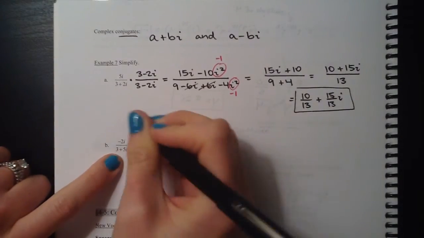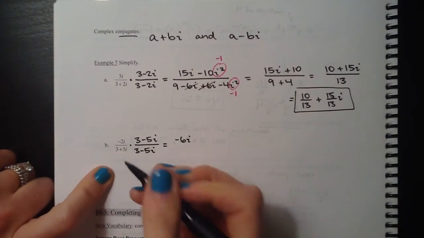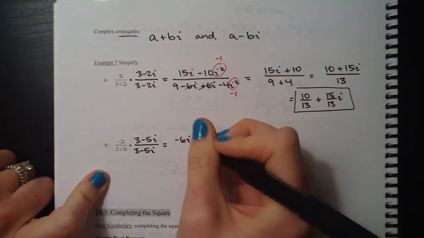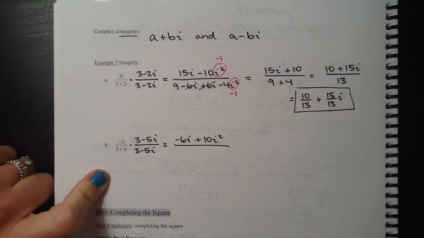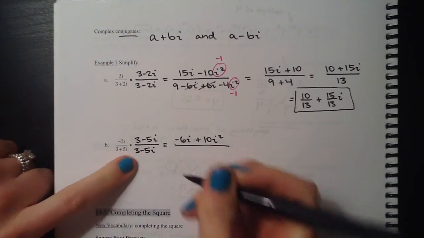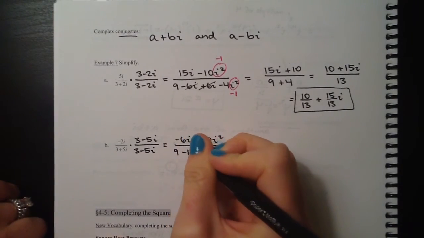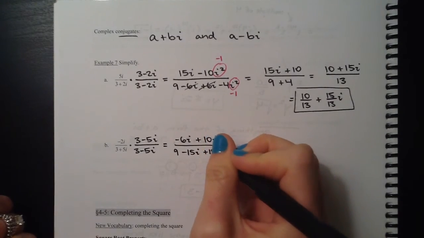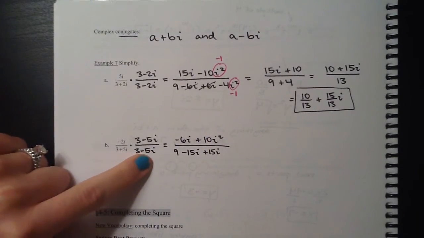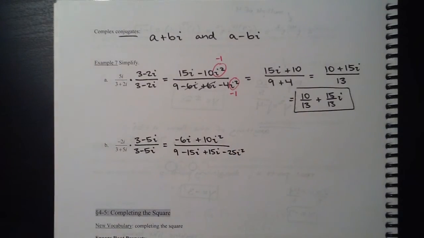So in the numerator, let's distribute that 2i. So negative 2i times 3 is negative 6i. Negative 2i times negative 5i would be positive 10i squared. And let's FOIL in the denominator. 3 times 3 is 9. 3 times negative 5i is negative 15i. 5i times 3 is 15i. And 5i times negative 5i would be negative 25i squared.